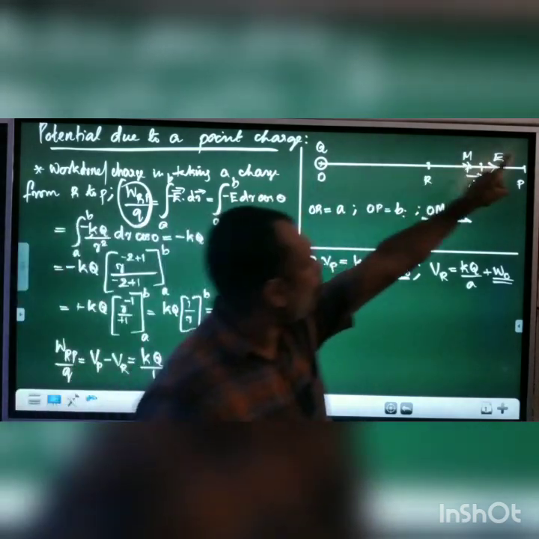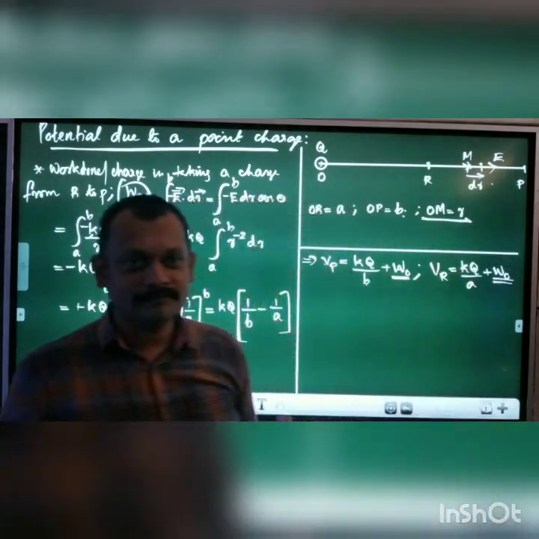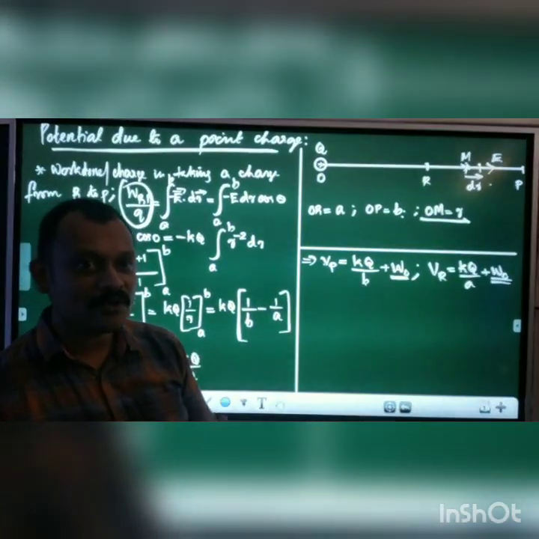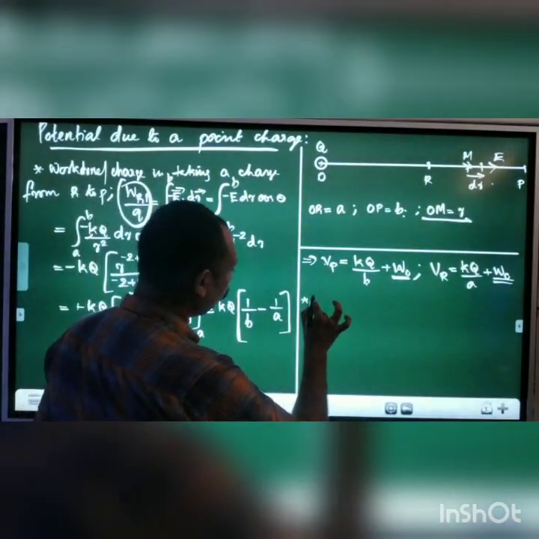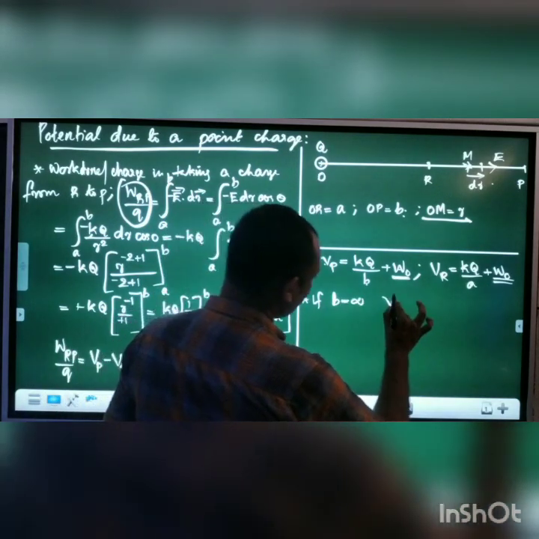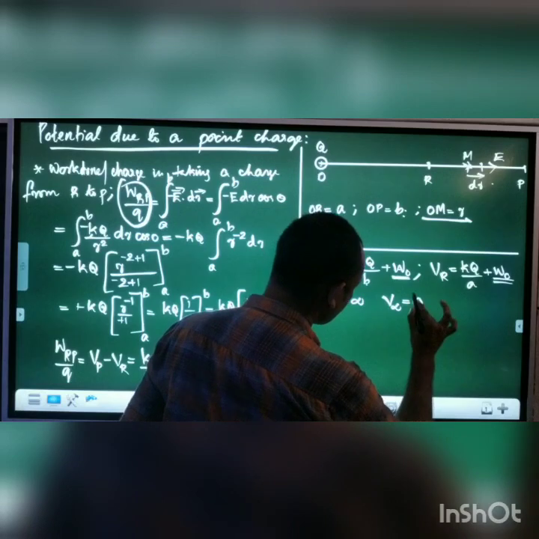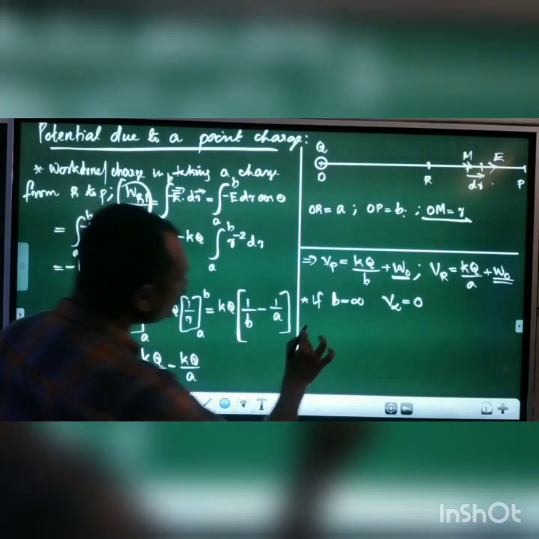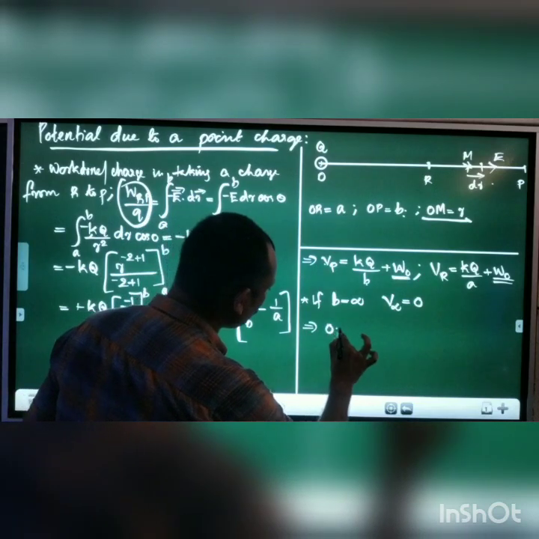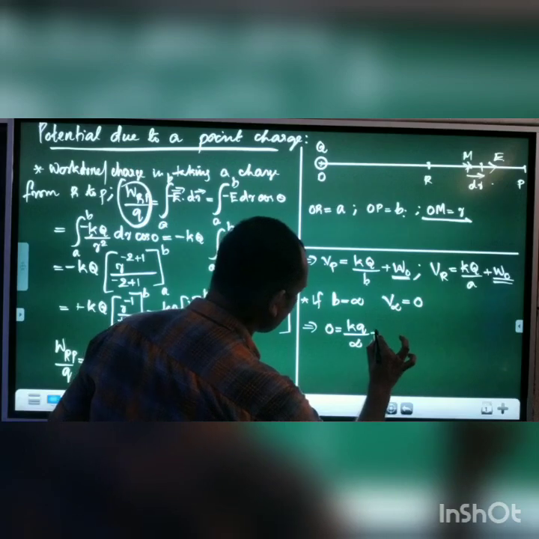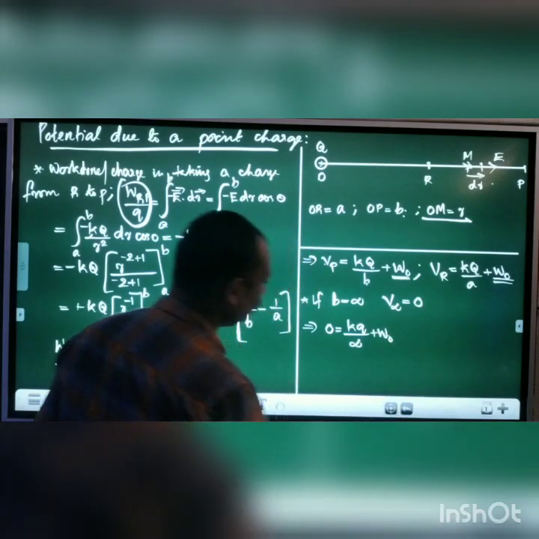Now if you take the point P to infinity, what is the electrostatic potential defined at infinity? 0. If B is equal to infinity, the potential at infinity is defined to be 0. Which means 0 is equal to KQ divided by infinity plus W0.